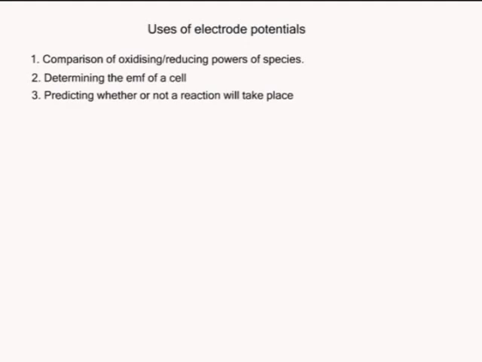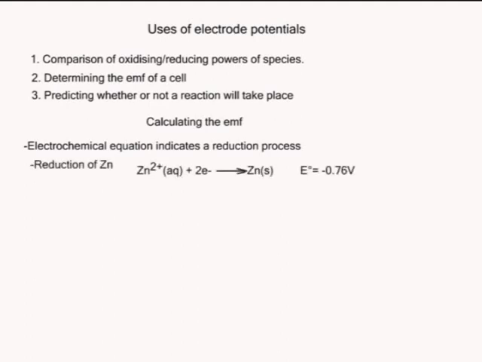So let's now look at how we use the electrode potential in determining the EMF of a cell, calculating the electromotive force of a cell. Now, it is important to note that in an electrochemical equation, the process that is indicated is a reduction one. On that chart, what was indicated is the reduction process. For example, in the reduction of zinc, we will have zinc ion plus 2 electrons to form zinc. And the E naught for that is negative 0.76 volts. That is the electrode potential for the reduction of zinc.